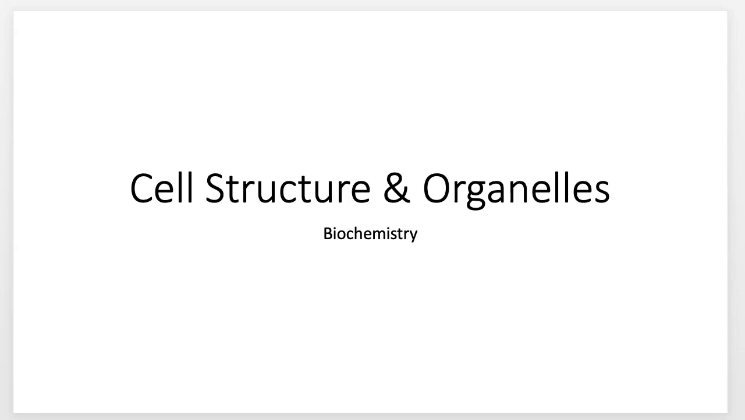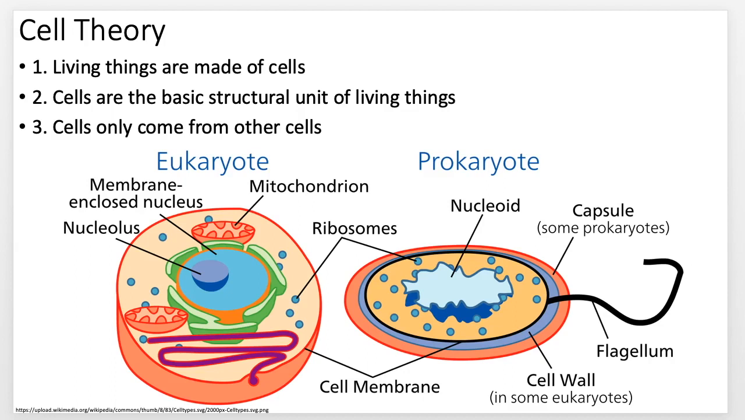But first things first, we need to talk a little bit about cell theory, because we're talking about cells, right? And biochemistry occurs within cells. So the basics of cell theory is just that living things are made of cells. Cells are the basic unit of living things, and they can only come from other cells.